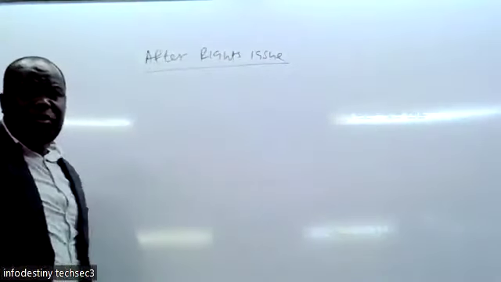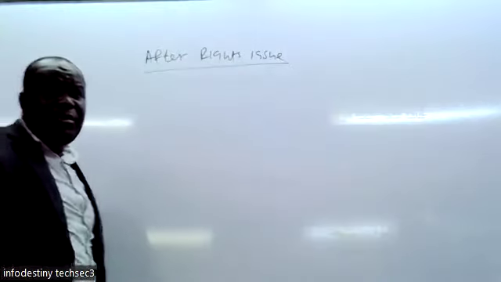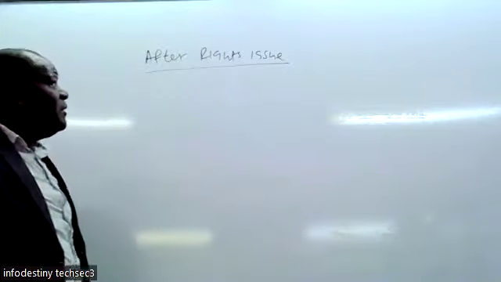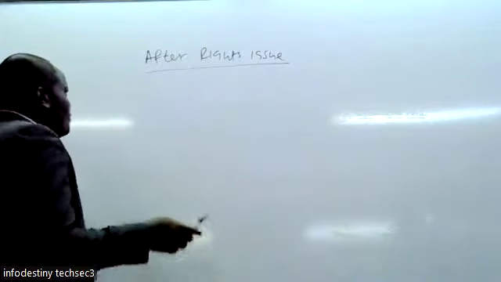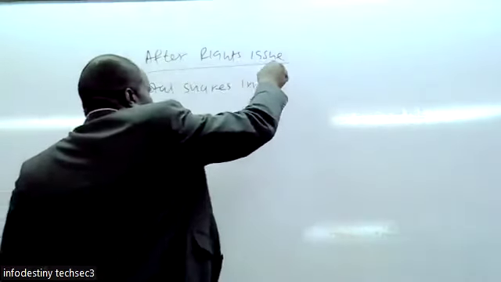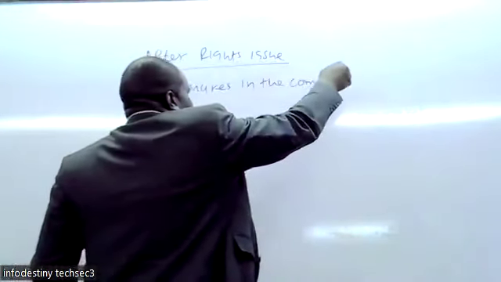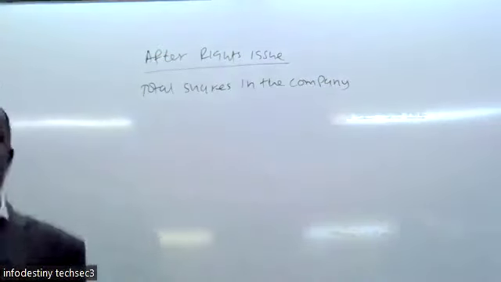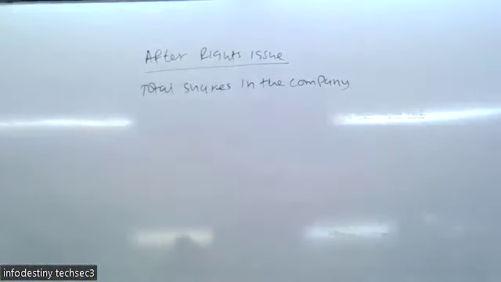So after the right issue, among the workings we shall be doing, we first of all get the total shares in the company. We need to come up with the total number of shares in the company after the right issue.